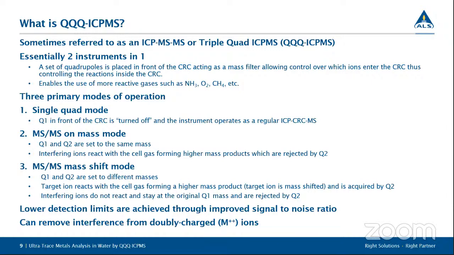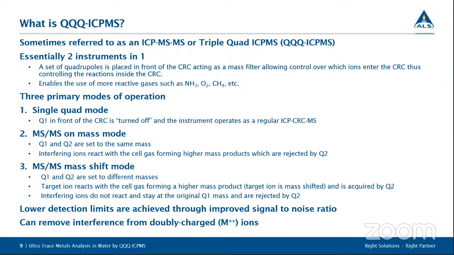So your Q1 will filter out all your target ions, which will react with the cell, forming a higher mass product, and then the target ion is mass shifted. So arsenic will be an example of this. And the higher mass is acquired by Q2, and then your interfering ions that didn't react with the gas stayed at the mass Q1 was set to, but then are rejected by Q2.